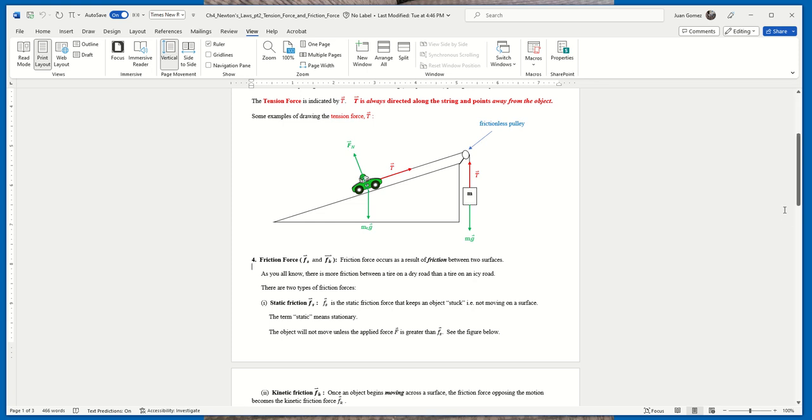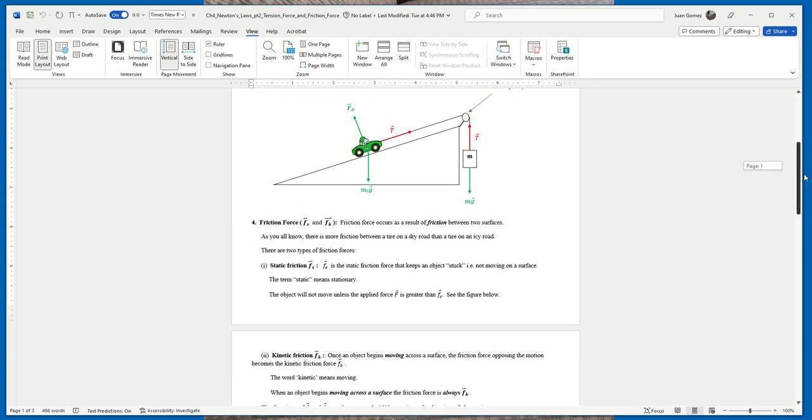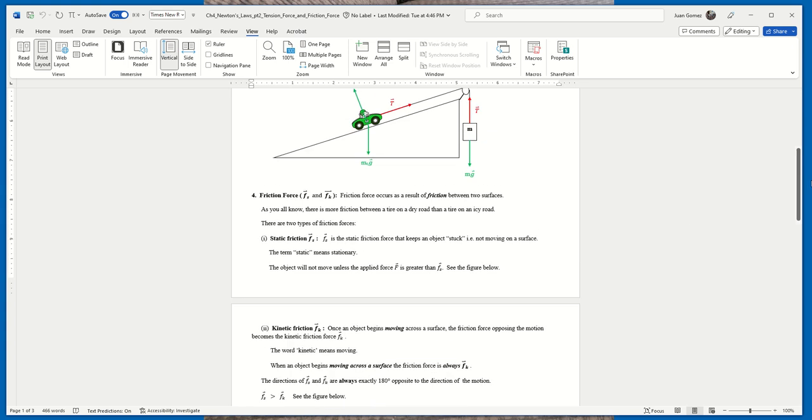Greetings everybody. This video will again hopefully explain how to draw the friction force. Remember, we're looking at what I call the four most common forces: weight, normal, tension, and now friction.